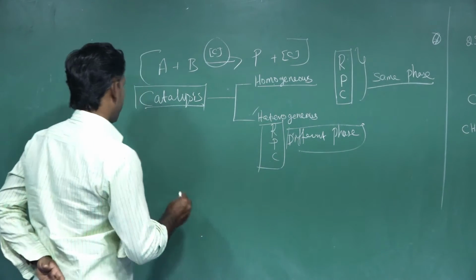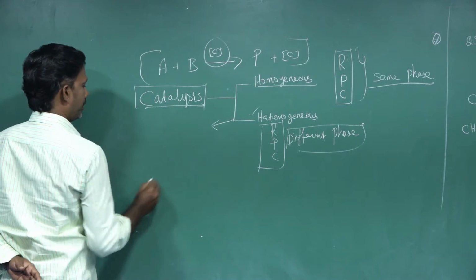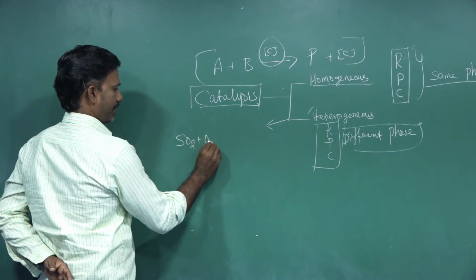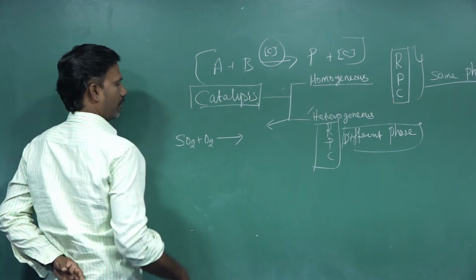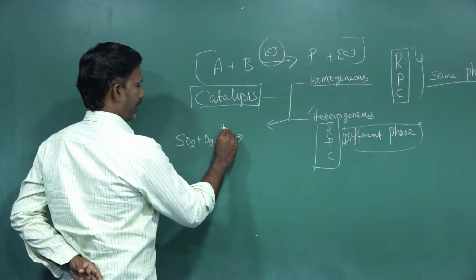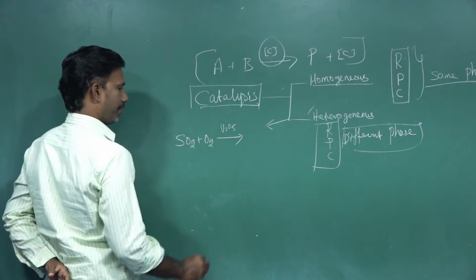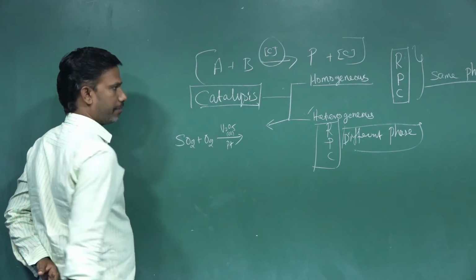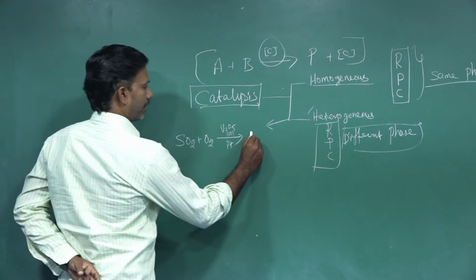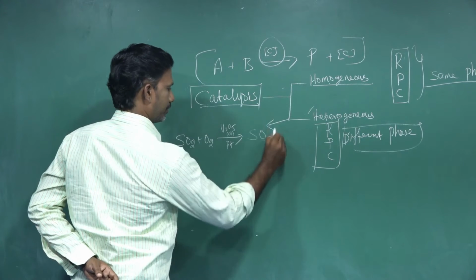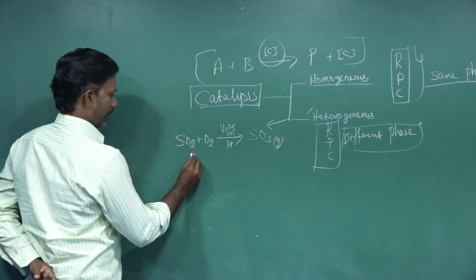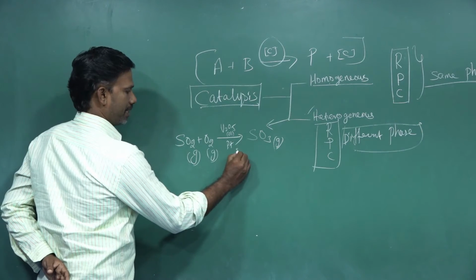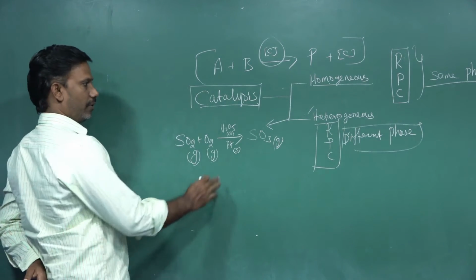Okay, let us see an example of heterogeneous catalysis. Same reaction, sulfur dioxide plus oxygen, but now I am changing the catalyst: vanadium pentoxide, V2O5, or platinum. It will give SO3. See, SO2 is a gas, O2 is a gas, and platinum is a solid. See how they differ.